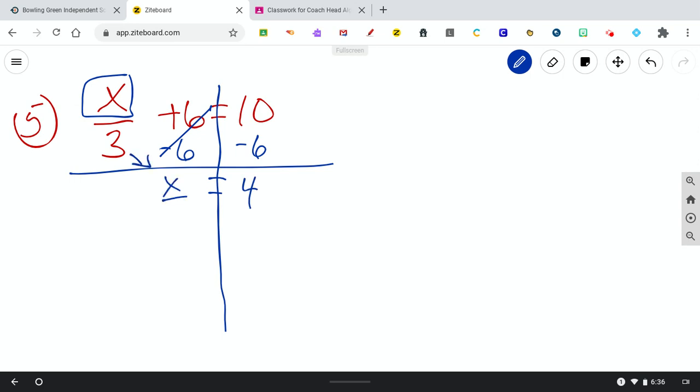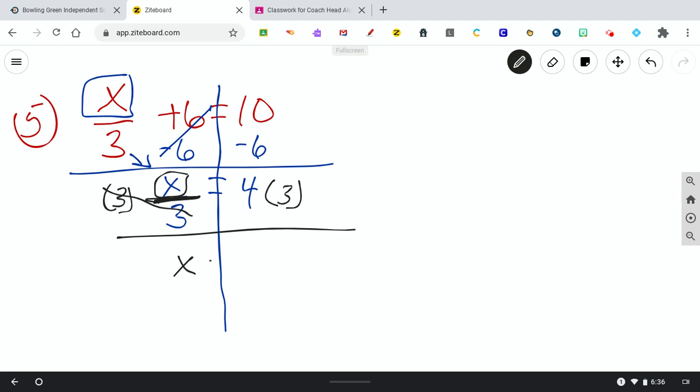And I bring this down, x over 3. Still trying to get the x by itself. Remember, this bar here means that we're dividing. So the opposite of dividing is multiplying. So I'm going to multiply both sides by 3. Those cancel. So I'm left with x, which is what I want. And 4 times 3 is 12.